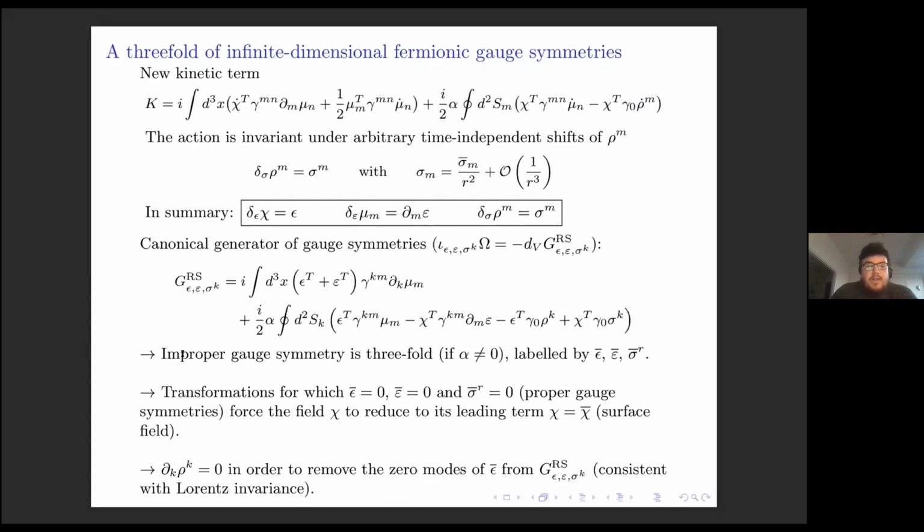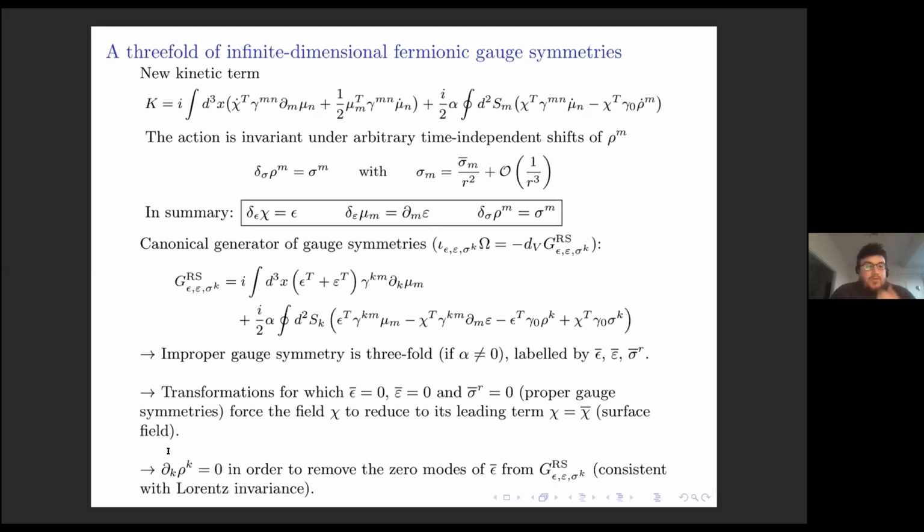So what we can see here is that improper gauge symmetry is threefold. Why? Because we have the parameter epsilon, the parameter bar epsilon, and the parameter sigma, which is the parameter generating the symmetries associated to rho. And these improper gauge symmetries are labeled by the leading terms of the parameters. So transformations for which the leading terms are 0 are proper gauge transformations, and we can now force the field entirely to reduce just to its leading term. So this is why we call it a surface field.